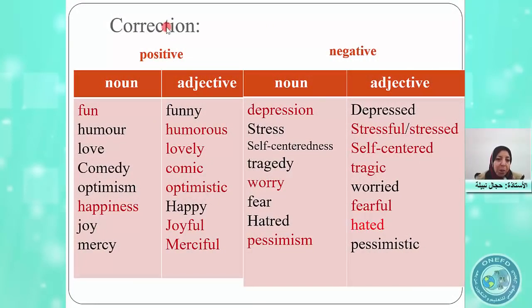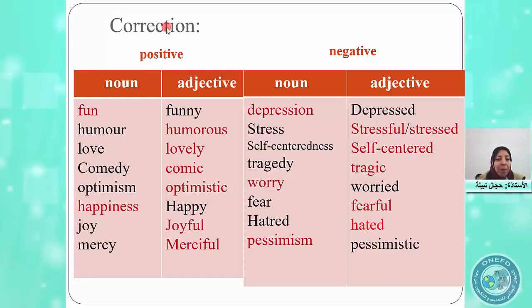The positive words in this list are funny, which is an adjective. The noun is fun. Humor is given as a noun. Its adjective is humorous. Love is a noun. Lovely, its adjective. Comedy is given as a noun. Comic is the adjective. The noun optimism has optimistic as adjective.